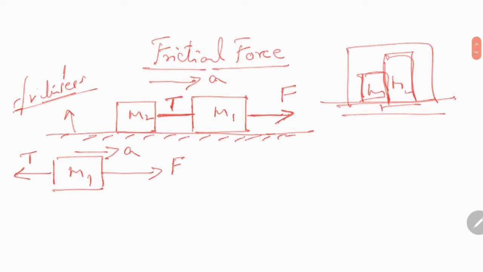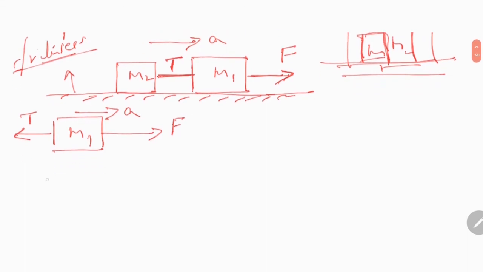So based on this, can we draw the equation for the forces? As you can see very obviously, force minus tension, which is in the opposite direction, will result in M1 into A. This is your first equation. Fair enough. There should not be any confusion here.